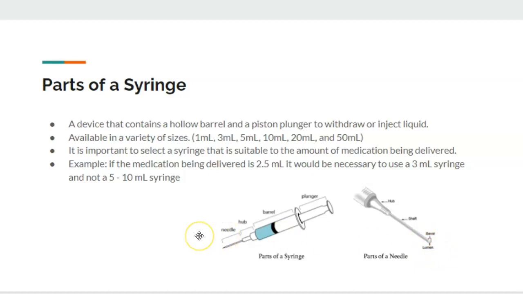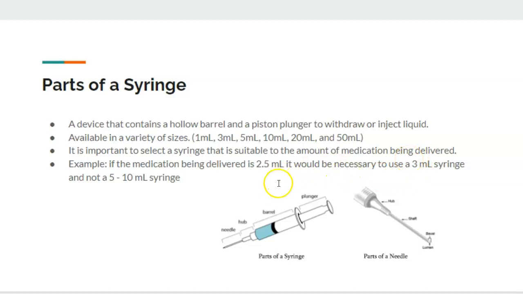So when we are looking at syringes, they come in a lot of different sizes, and I've listed some here, like 1 mL, 3 mL, 5, 10, 20, 50. But it's really important to select the syringe that is suitable for the amount of medication being delivered. So for example, if you're going to deliver 2.5 mL of medication, you're going to want to select a 3 mL syringe, not a 10 mL, because you're going to get much more accurate measurement on the medication when you select a syringe that's closest to the volume you need.